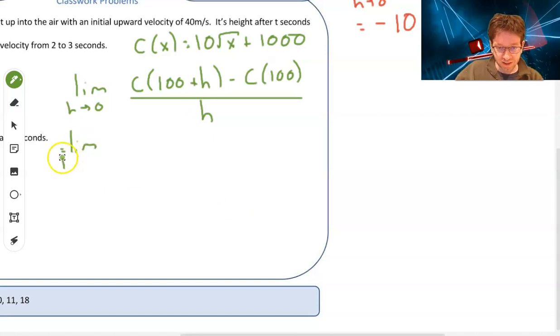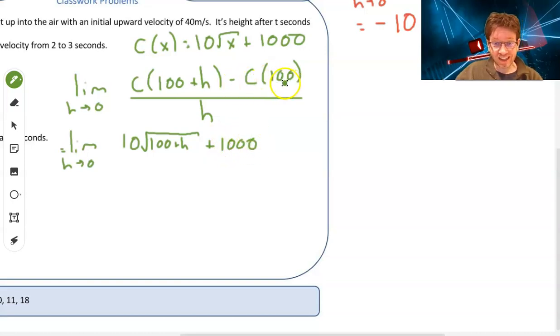So the limit as h approaches 0, let's do some substitutions here. We'll substitute 100 plus h in for x. So we're going to have 10 times the square root of 100 plus h. And then we have plus 1,000. And then we have minus the cost at 100, which we solved for in part A, which is minus 1,100. And that is all over h.